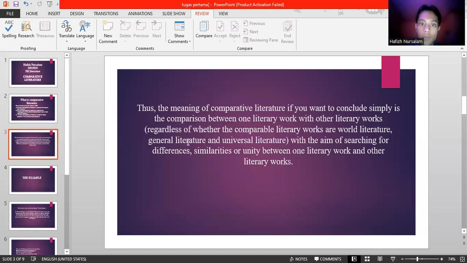Thus, the meaning of comparative literature, if you want to conclude simply, is the comparison between one literary work with other literary works, regardless of whether the comparable literary works are world literature, general literature, or universal literature, with the aim of searching for differences, similarities, or unity between one literary work and other literary works.